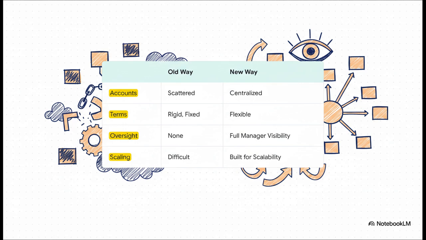And this comparison just lays it all out, plain and simple. You know, the old way? Scattered accounts, rigid timelines, no real oversight, just a pain to scale. The new way? Everything's centralized. It's flexible. The manager can see everything that's going on, and it's actually built to grow with you. That's the huge shift in thinking we're talking about.